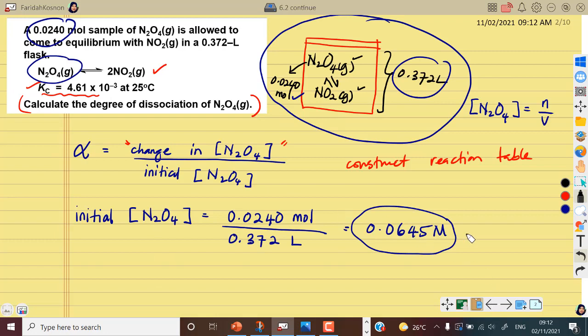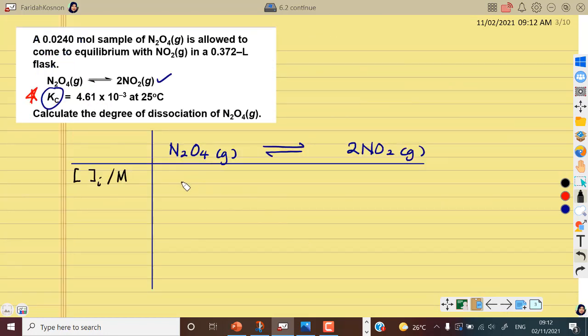So initially we have already calculated. If you look here, the initial concentration of our reactant is 0.0645 molar. So we have to put 0.0645 here. Molar, because I have already put the unit here. And initially, if you understand the system or the reaction, our product has not been formed yet. So initially the concentration of the product is 0 molar.